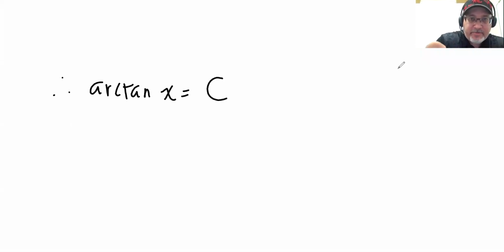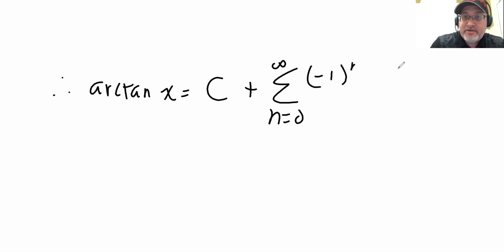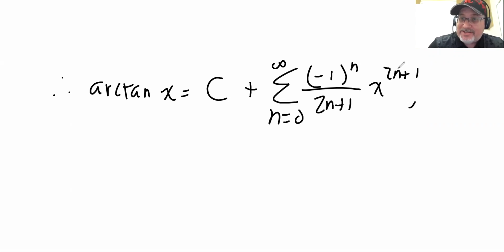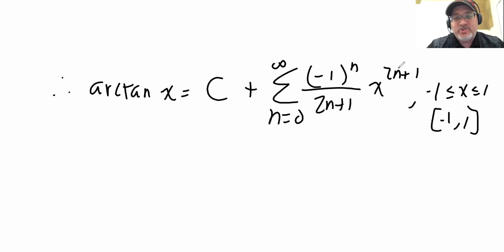So we have that arctangent of x is still equal to some constant, which we haven't figured out yet, plus the sum n equals 0 to infinity of negative 1 to the n over 2n plus 1 times x to the 2n plus 1. But now we can say that the interval includes negative 1 and 1. We could also use interval notation like that. Negative 1 to 1 with brackets on both.